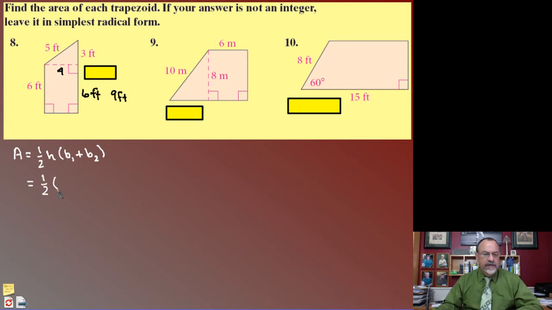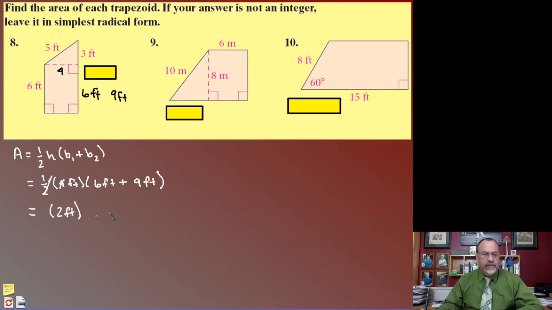So this is 1/2. The height, which is 4 feet, times one base, which is 6 feet, plus the other base, which is 9 feet, and so I have my formula. So this is an even number, so I can go ahead and take half of that right here, so that leaves me 2 feet.